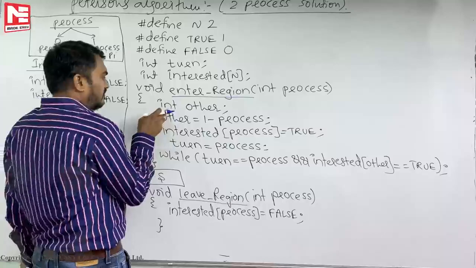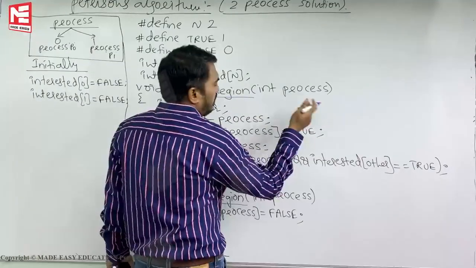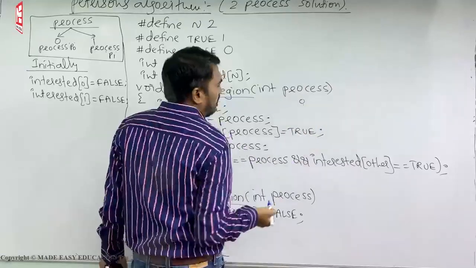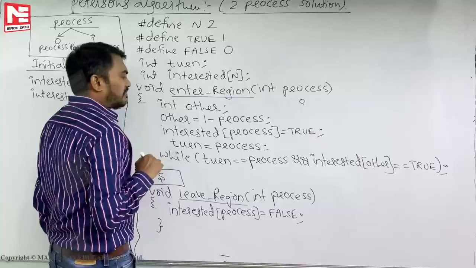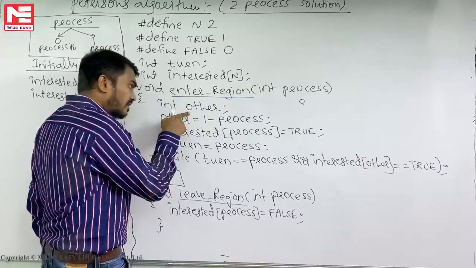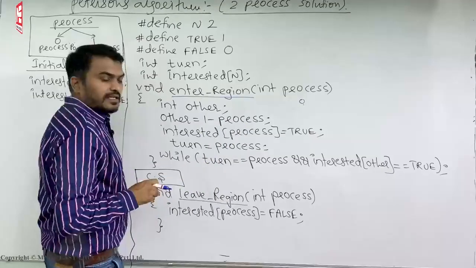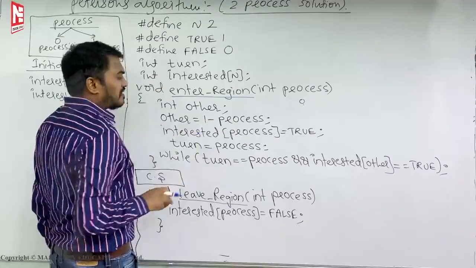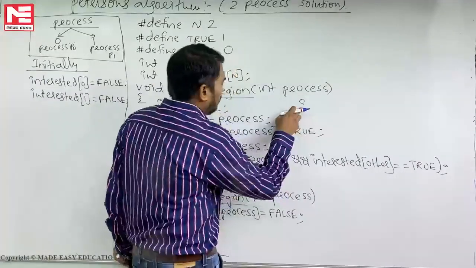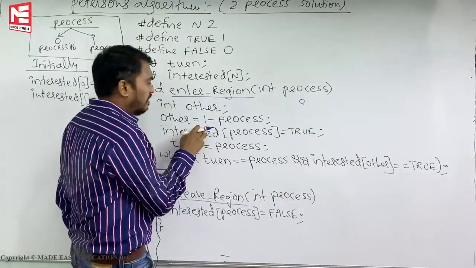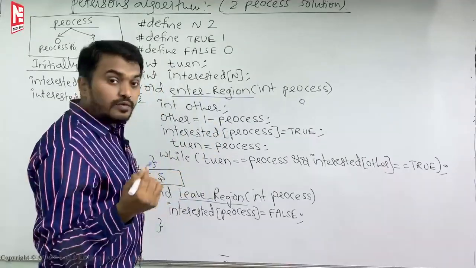Next, int other. Whatever you take, for example if I take the process value as 0, it means you are representing P0. Other is a local variable here, and other = 1 - process. What is the meaning of this? If the process value is 0, then other becomes 1 - 0, and 1 minus 0 is 1 only. So it means what?